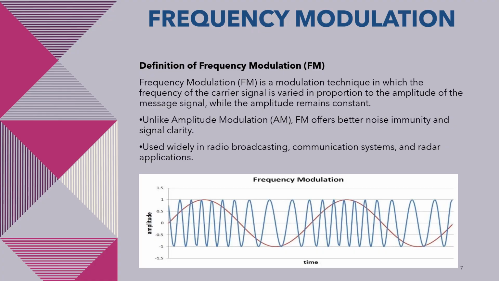Now I will discuss frequency modulation. Frequency modulation changes the frequency of the carrier wave in proportion to the message signal. So, frequency modulation provides better noise immunity compared to amplitude modulation, making it ideal for high quality audio transmission. It is widely used in FM radio broadcasting and communication systems. Next, we will see different types of frequency modulation.